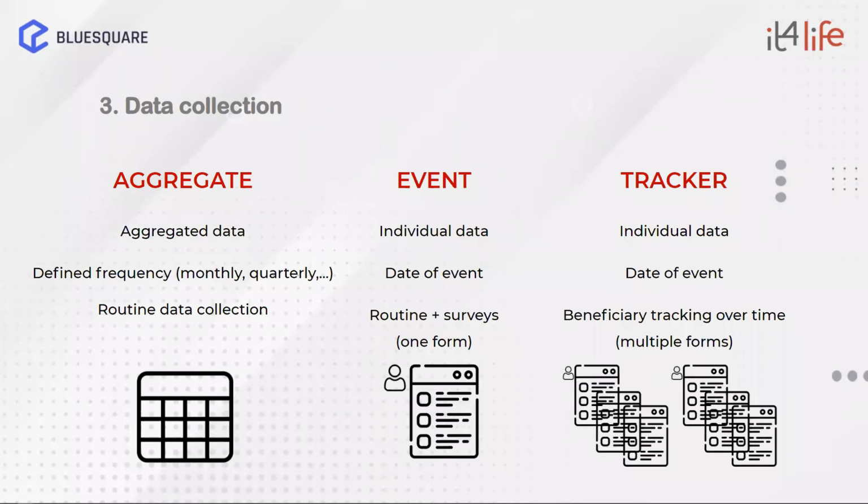And then we have the tracker. So here we are still dealing with individual data on the date of each event, but in this system, we are able to track beneficiaries over time in different forms, meaning that we will collect information about these beneficiaries at different phases of my program. And I will show you also an example in the next slides. So aggregate, event, and tracker.